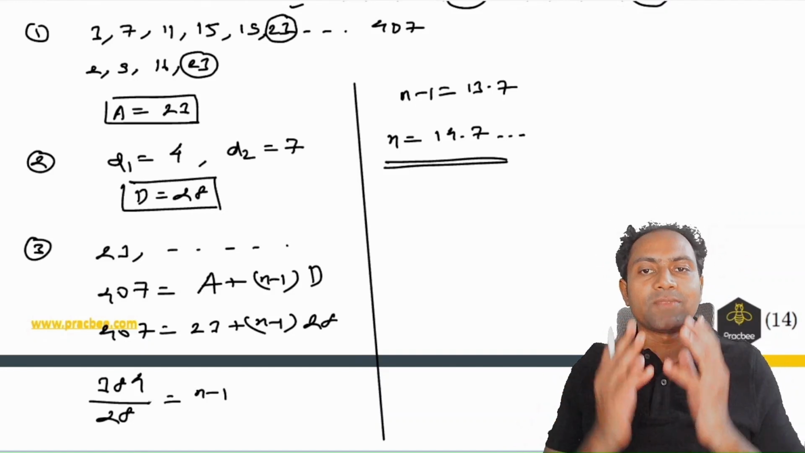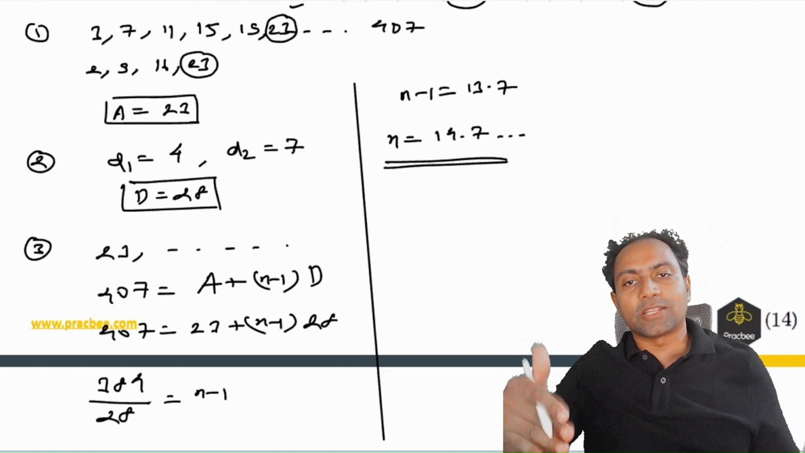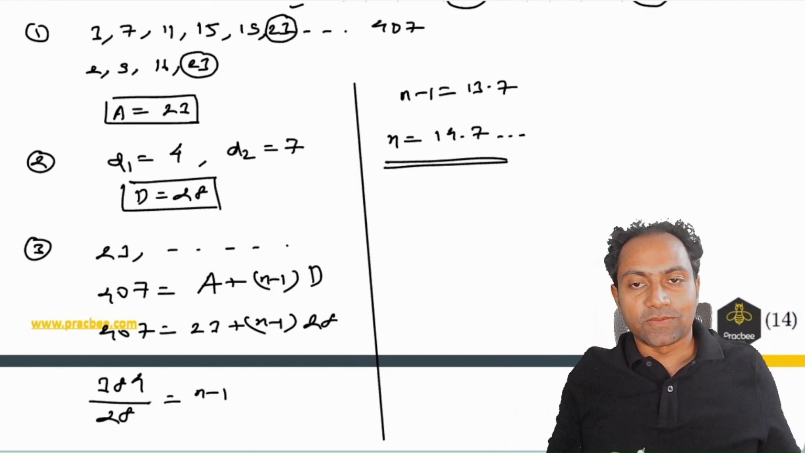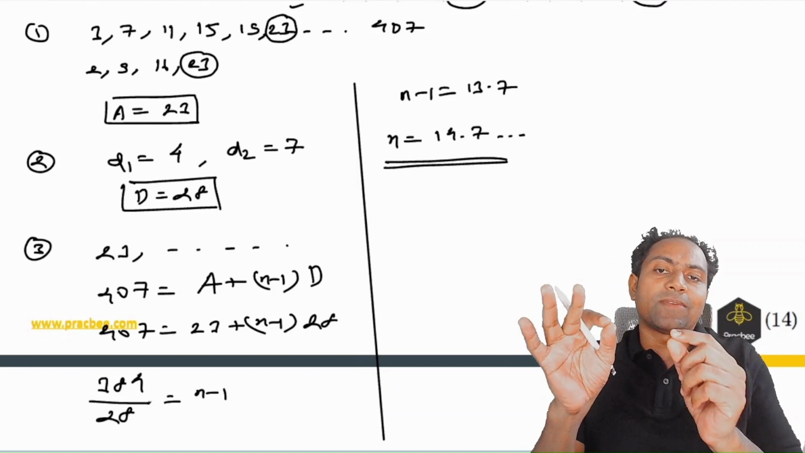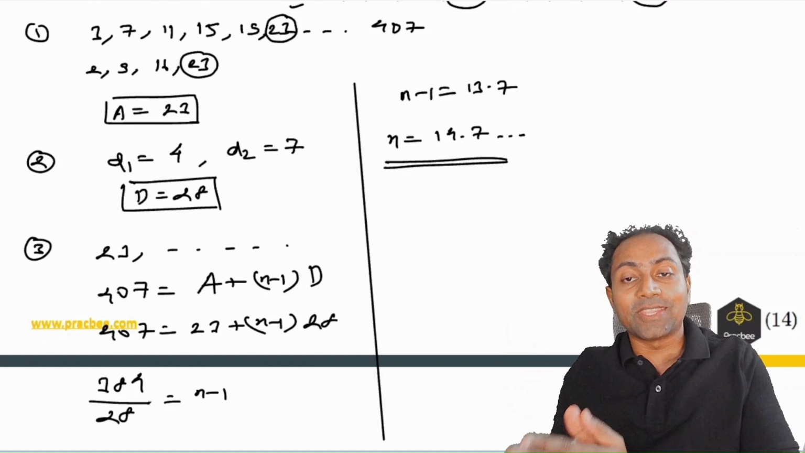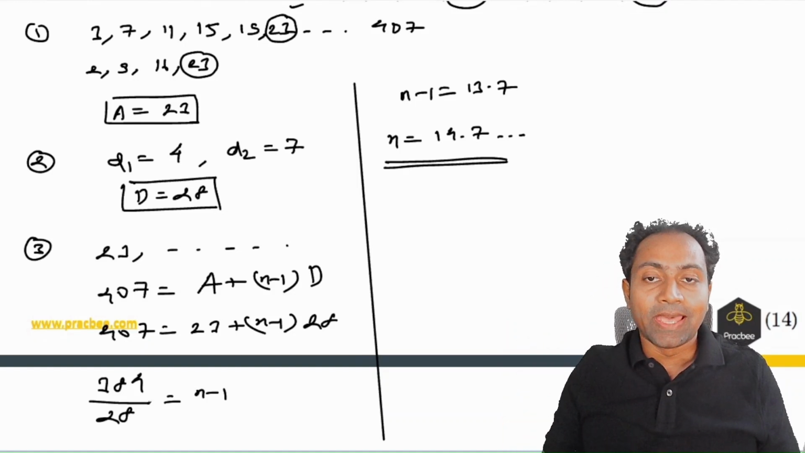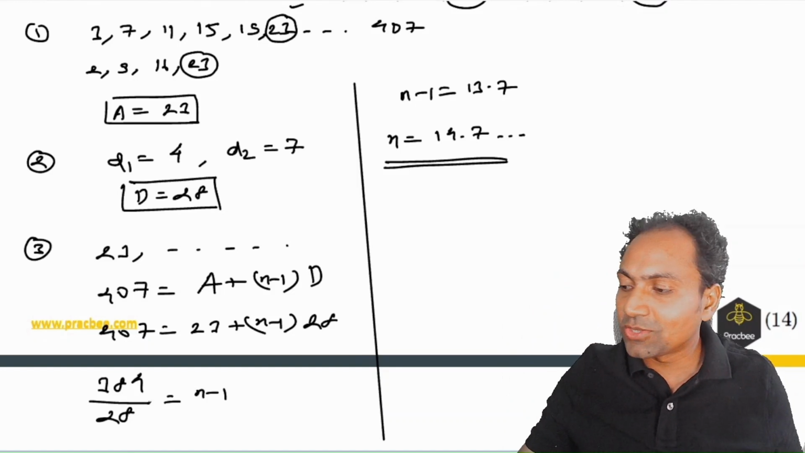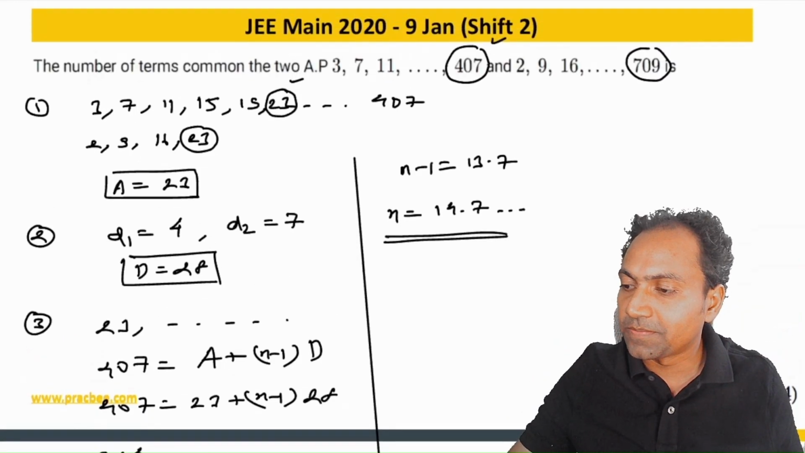So what we are observing here is if I keep on going with this arithmetic progression, how many terms will be there till I reach 407? So what we are saying is 407 is between the 14th and the 15th term. So before 407, there will be 14 terms that will be arriving. Hence, total number of common terms come out to be 40. So the answer of this question is nothing but 40.